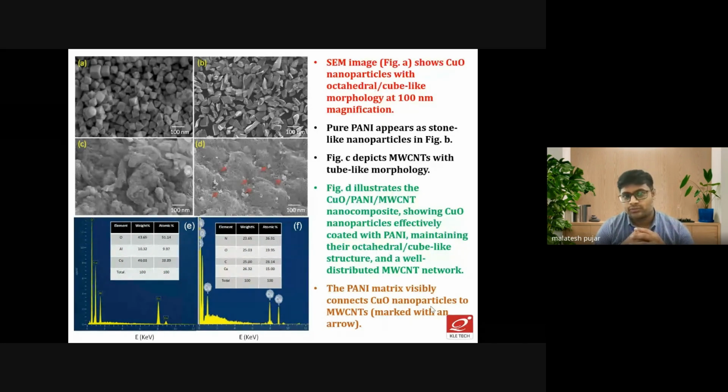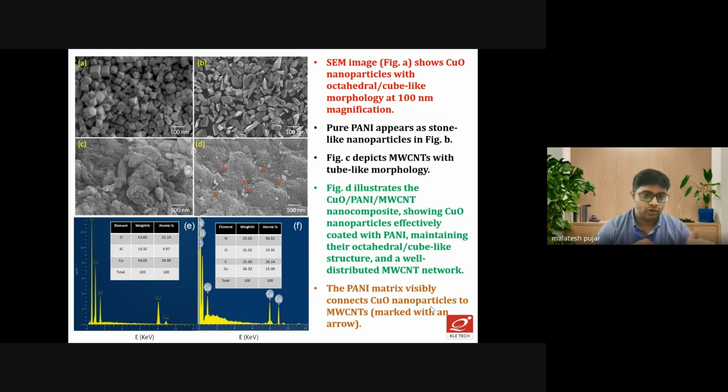And in C, we can observe the multi-walled carbon nanosheets have started to mix up with it. So again, it is not a proper structure. It is showing it is mixed up with some kind of nanotubes. And then when we introduce the whole nanocomposite, in image D we can see it is octahedral and it is coated with the PANI as well as the multi-walled carbon nanotubes.